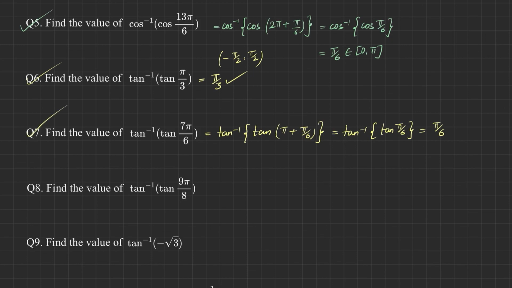Question number 8, find the value of tan inverse tan 9 pi by 8. Again we have to adjust this. Tan inverse tan 9 pi by 8 can be written as pi plus pi by 8, and hence it will be tan inverse tan pi by 8, because tan of pi plus theta is tan theta, and hence my answer is pi by 8. So all these answers belong to the principal range.